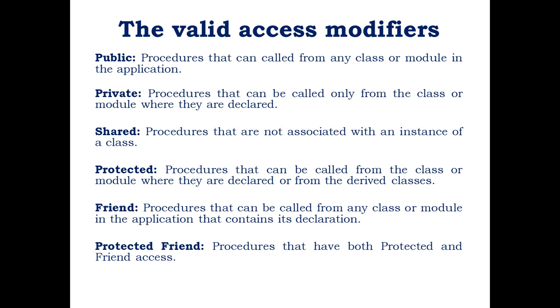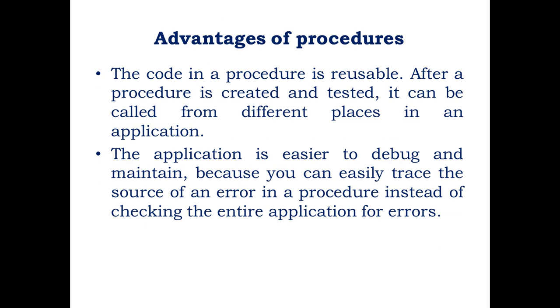Fourth one is protected: procedures that can be called from the class or module where they are declared or from the derived classes. The next one is friend: procedures that can be called from any class or module in the application that contains its declaration. The final access modifier is protected friend: procedures that have both protected and friend access.